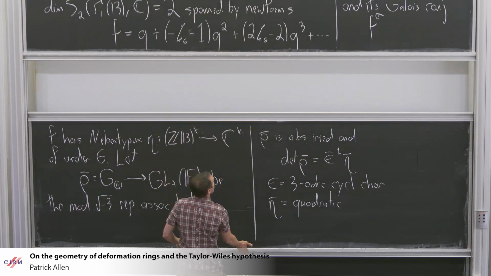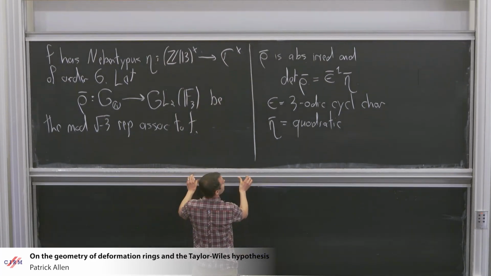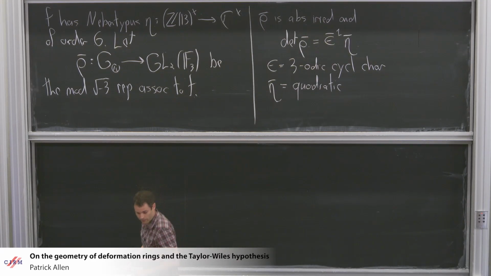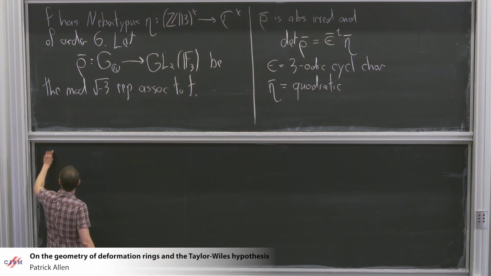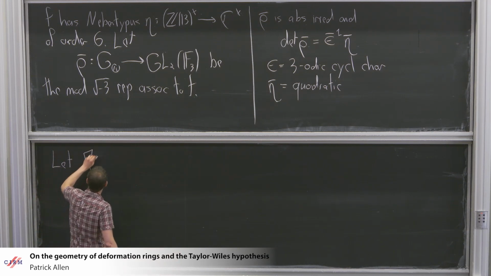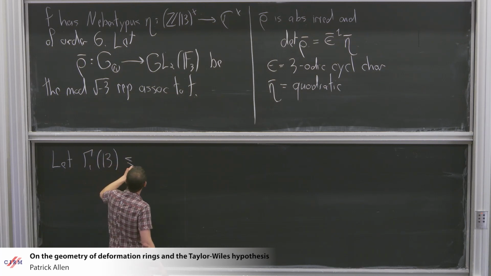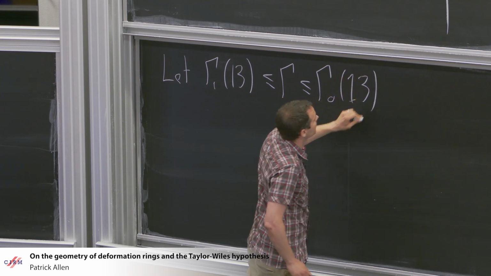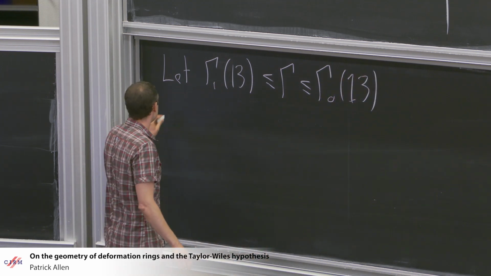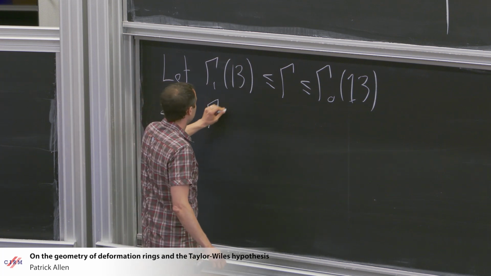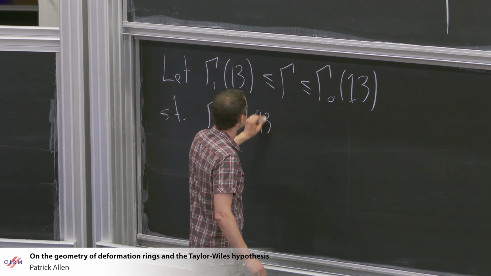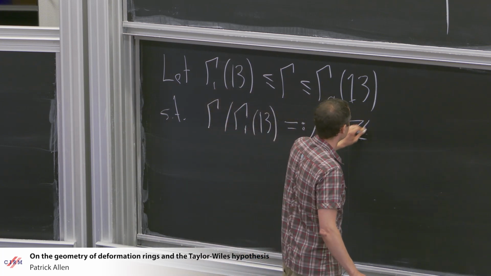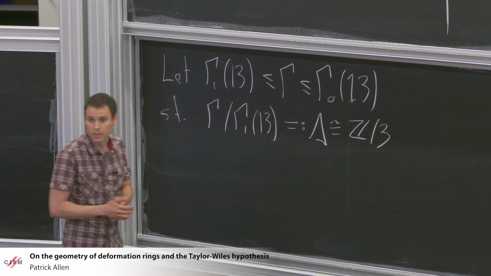So let me set this up further. Okay, so that means the following. I'm going to define this intermediate congruence subgroup. So let me define this Gamma between Gamma_1(13) and Gamma_0(13) such that Gamma mod Gamma_1(13), I'm going to call this Delta, and this is order 3.